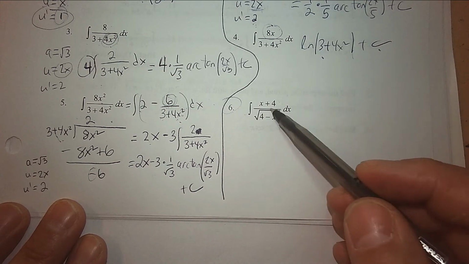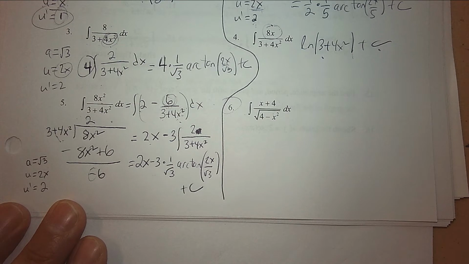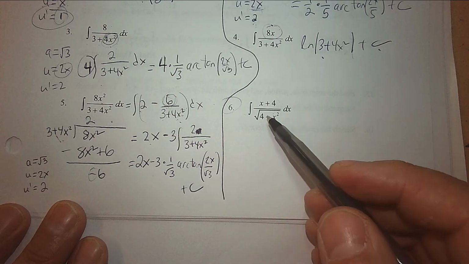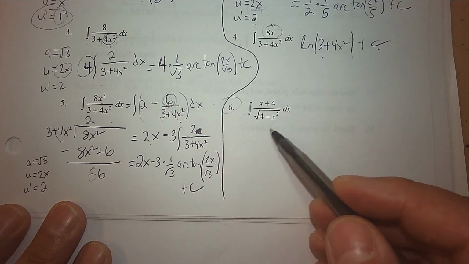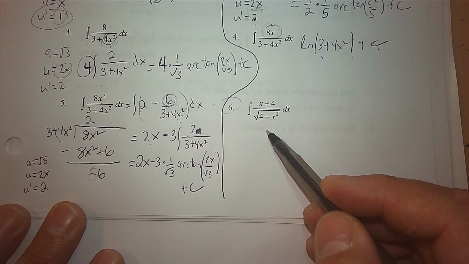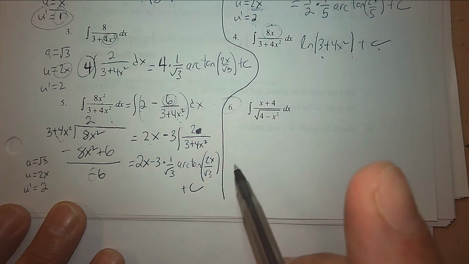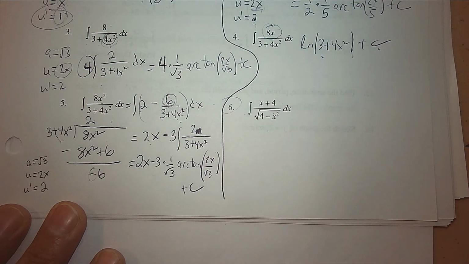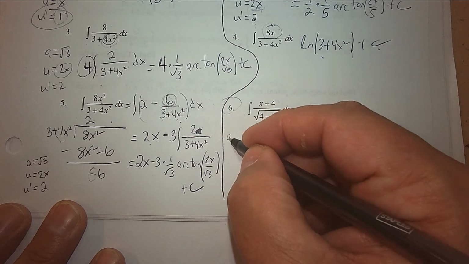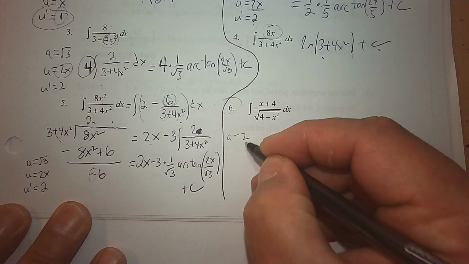Another time. Look at this. What is this the form of? Your heart wants to say arc sine, right? Now, I'm going to tell you why it is not arc sine in a moment. You ready? Let's start as if it's arc sine. That means I'm going to write down what a would equal. That's the square root of 4, which is 2.